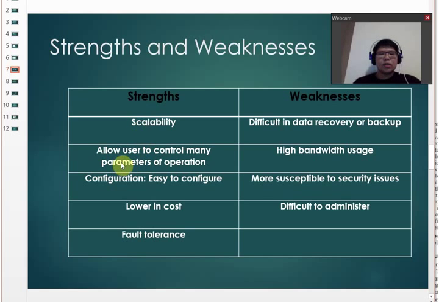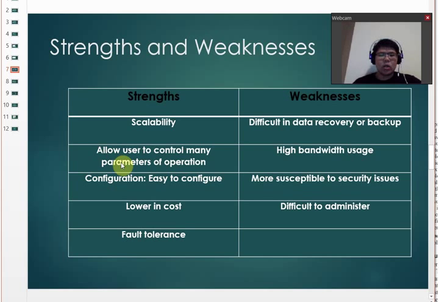Moreover, as all the resources are connected in a P2P network, P2P applications allow users to control many parameters of operations, such as how many member connections to seek or allow at one time, whose system to connect to or avoid, what services to offer, and how many system resources to devote to the network.